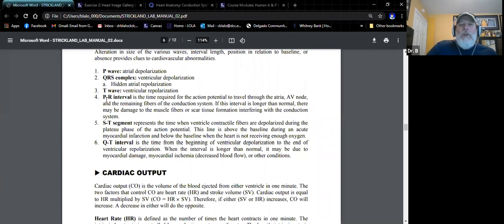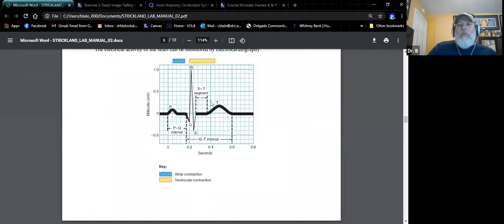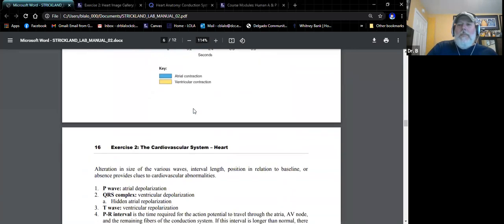So again, make sure you know what these different intervals and waves mean for the physiology test, and make sure you can label this EKG. You might see this EKG on the anatomy test, because you can label it. And if you don't see it on the anatomy test, it may turn up on the physiology test.